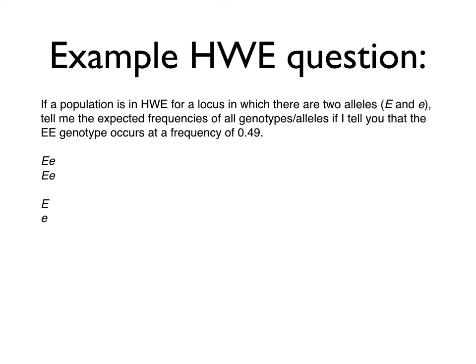I clearly made a typo here. I don't want you to calculate the heterozygous genotype frequency twice. I want you to calculate the frequency of heterozygotes and homozygous recessive individuals. I apologize for the typo.